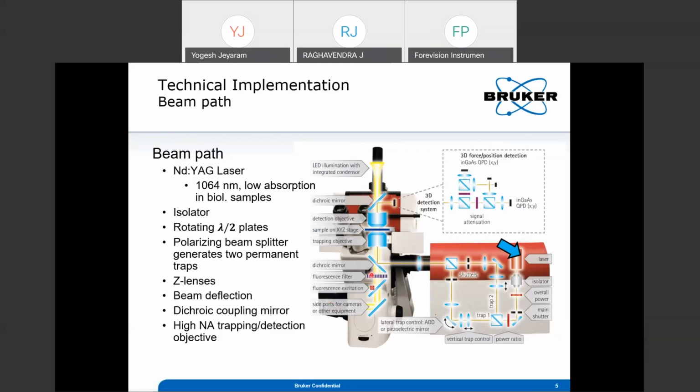Okay. So the typical laser we use in all our cases is a 1064 nanometer. It's particularly chosen, it has a low absorption in biological sample. That's one of the reasons we use that. But of course, one can engineer for any laser wavelength, the optical trapping. Okay.